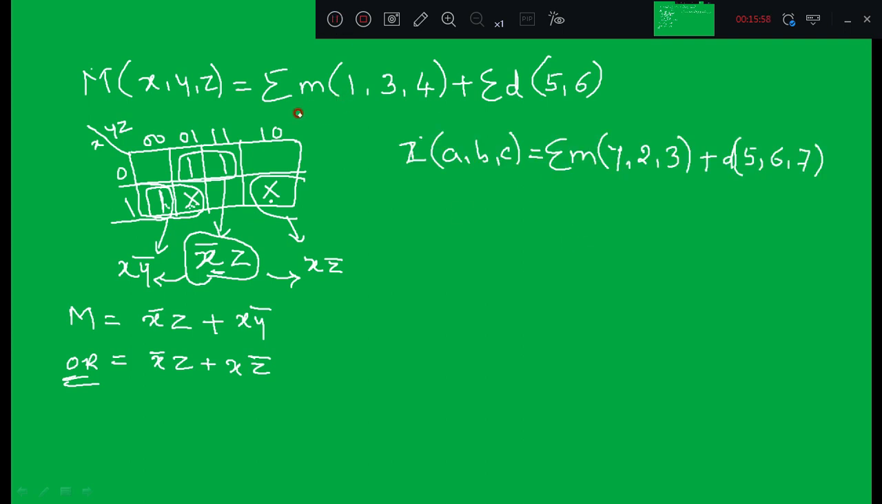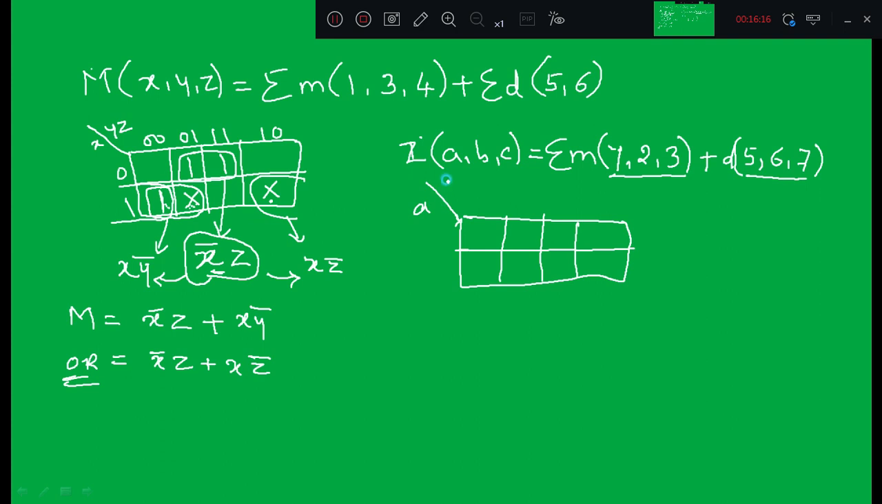So in this example the min terms are 1 2 3 and the don't care terms are 5 6 7. So let us plot a K-map for this example. Inputs are ABC, output is Z, 0 0 0 1 1 1 1 0 0 1 1 2 3. These are the min terms, and 5 don't care, 6 don't care, and 7 is also don't care.